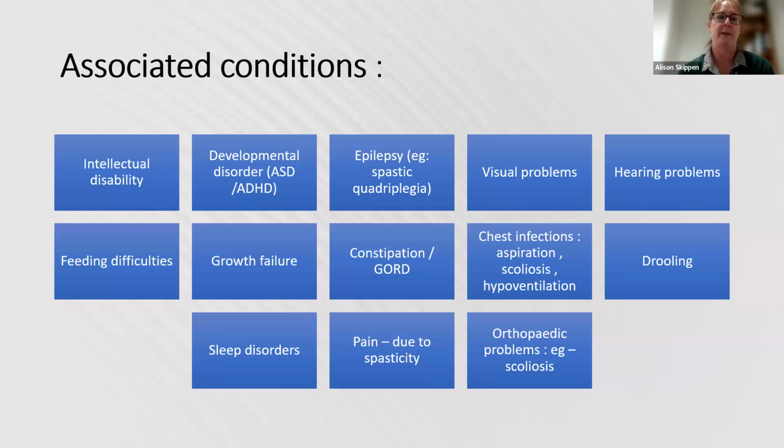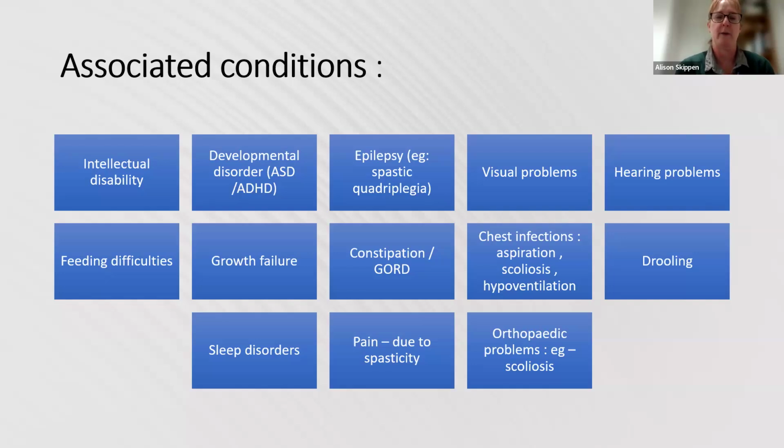And then this leads us on to associated conditions with cerebral palsy. The child might have intellectual disability, they might have a developmental disorder such as ASD or ADHD, they are more likely to have epilepsy, they might have visual impairment, hearing problems, feeding difficulties, meaning that they might need a gastrostomy or an NG tube. They may also need a speech and language swallow assessment to be able to determine whether their swallow is safe to start with.